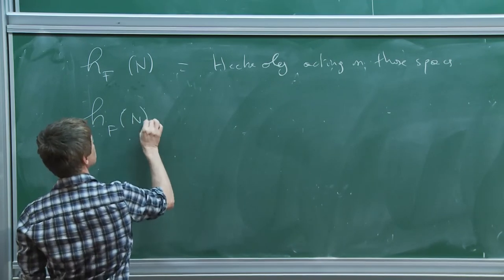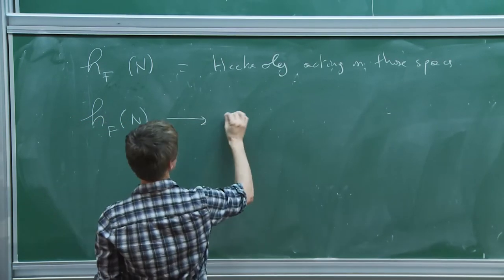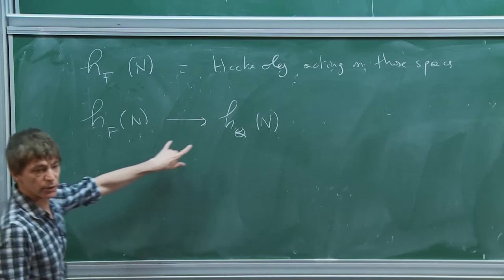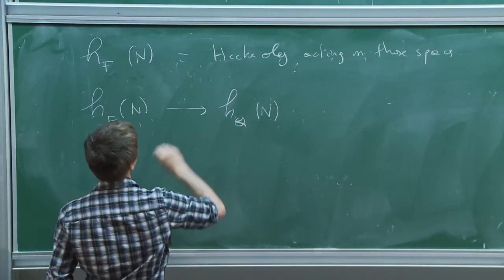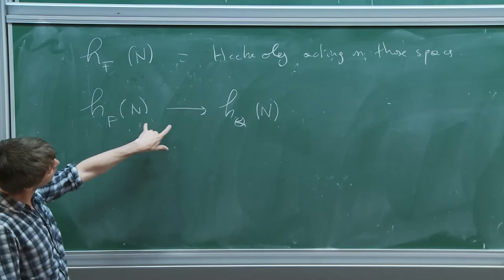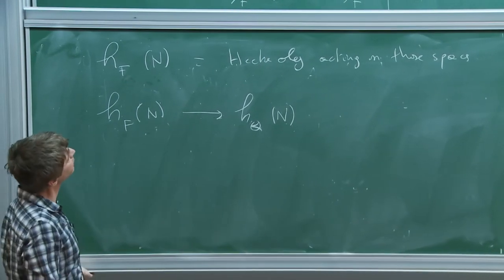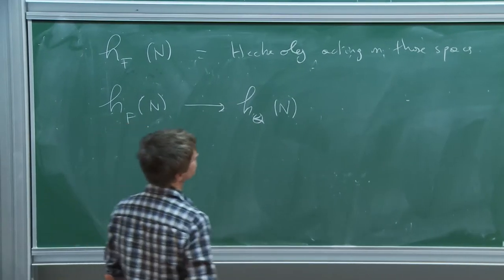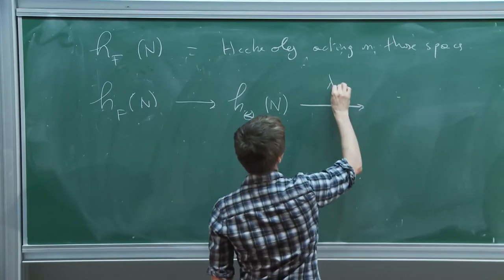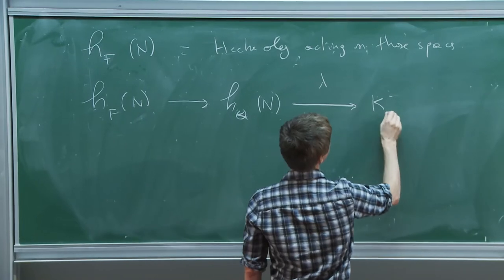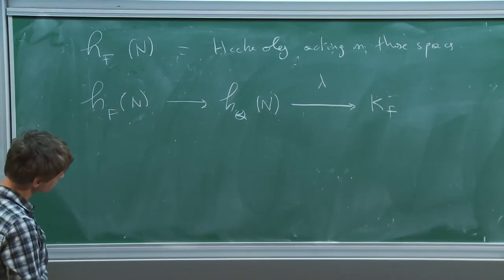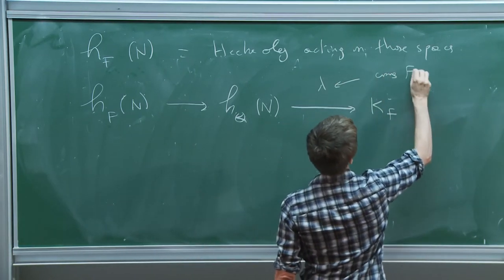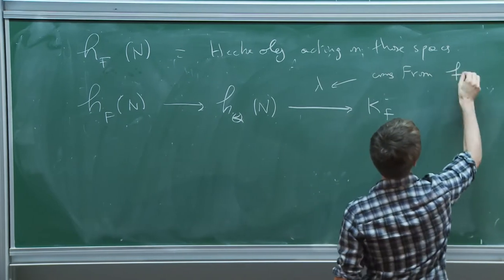So we have a base change, a map that goes from the Hecke algebra for F to the Hecke algebra for Q. This just comes from the Arthur-Clozel existence of the base change for GL2. So here we have a map, I'm going to call lambda, that goes to KF, which comes from the original modular form f.